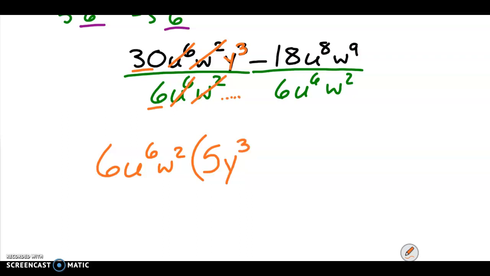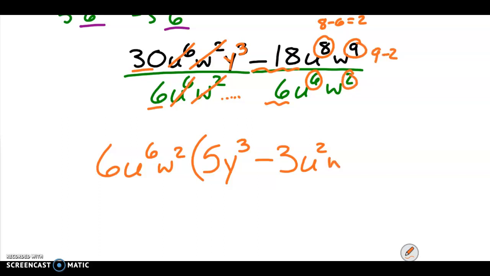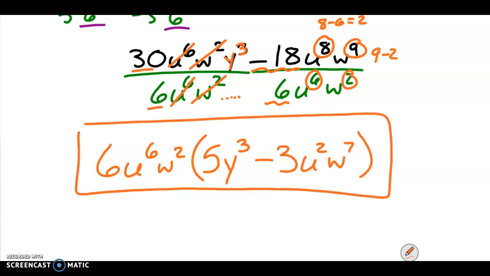Then on the right hand side, I've got negative 18 divided by 6, so we'll have minus 3. If I have 8 u's on top and 6 u's on the bottom, 8 minus 6 equals 2, so that means I have 2 u's left over after that division. And then 9 w's on top, 2 w's on bottom. 2 of them cancel out. There are 7 w's left over. This is your completely factored expression. Okay?